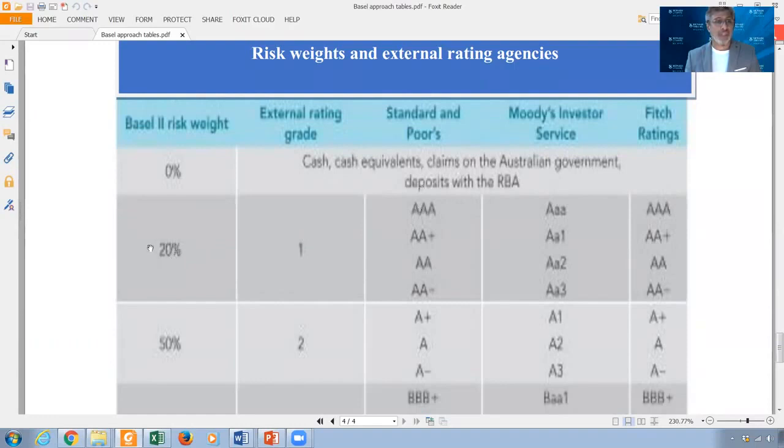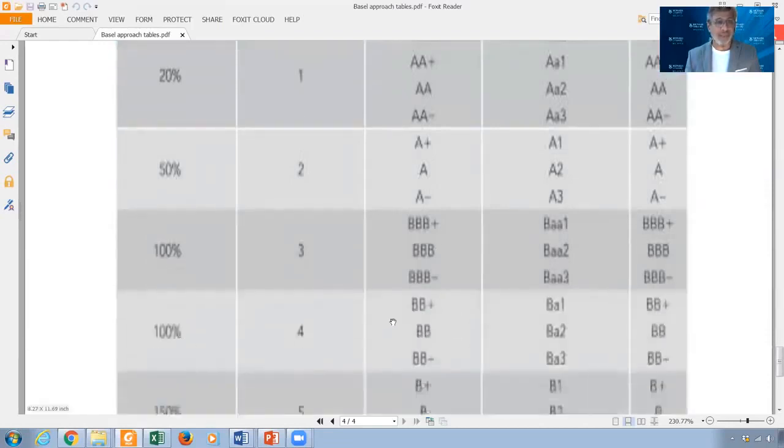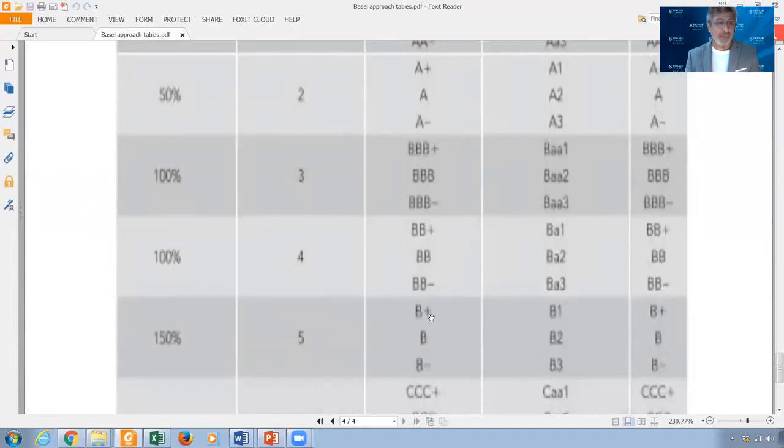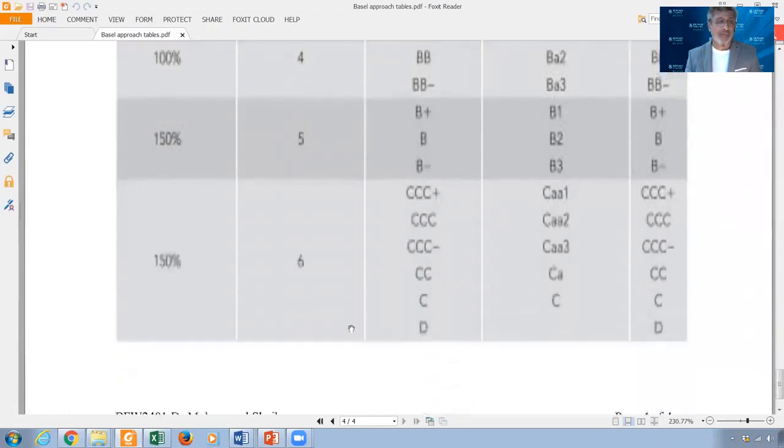So we have anything which is cash, cash equivalent, claims on the Australian government, which is all those government securities, is 0 weight. See? So if I have those assets, I don't have risk on that as a credit risk. Remember, as a credit risk, it's 0. But if it is from AAA to AA minus, it's 20%. I will not give you 1, I will give you the rating of the rating agencies. If it is from A plus to A minus, 50%; BBB, 100%; BB, 100%; and if it is from B plus to B minus, it's 150%, and the same thing applies to the C's and the D's, okay?